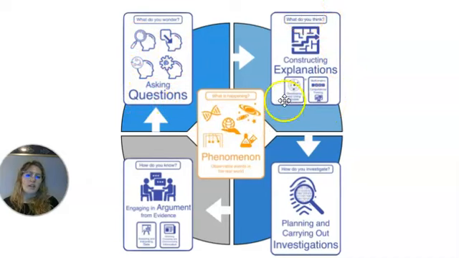We'll also start to construct explanations, and this doesn't have to look the same way for everyone. This could look like developing and using models. It could also involve mathematical and computational thinking. In this phase of planning and carrying out investigations, this is what may have looked like the scientific method steps in the past, but hopefully you'll give your students a chance to figure out what they need to know in order to see if their explanation is correct, and then they can design some of the procedures that will help them investigate, collect evidence, and then move into argumentation.